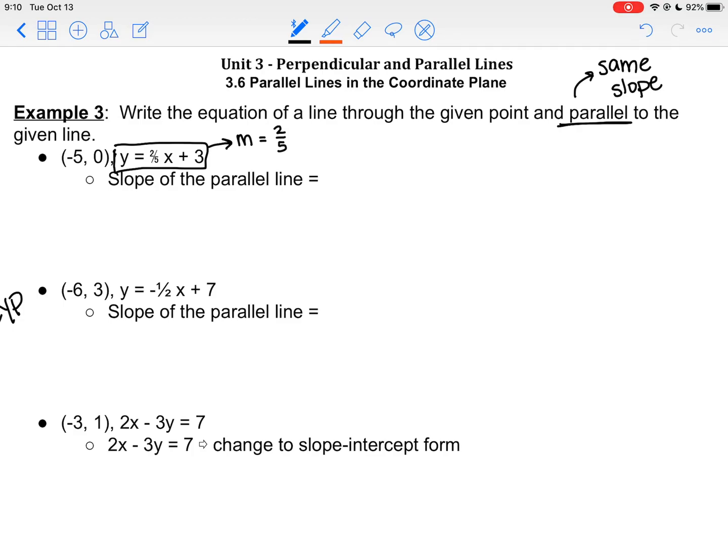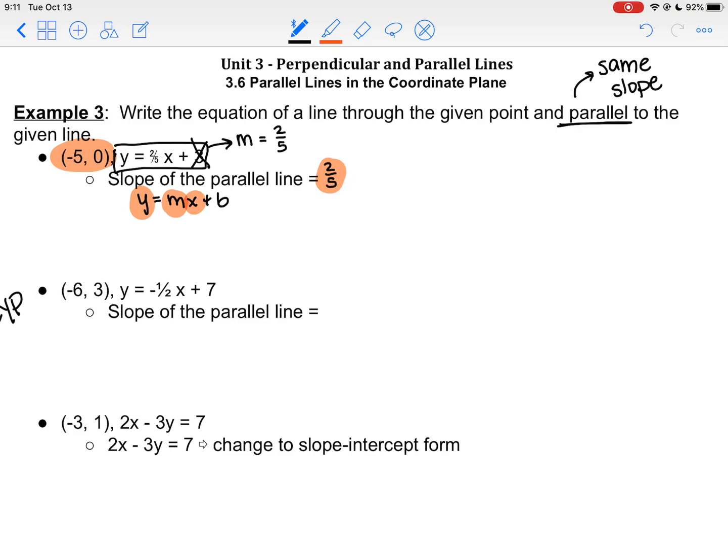Once I have the slope of the parallel line, I'm going to use that as m. And then I'm also going to use this point that was given. These are the two things that I'm going to plug in. For slope-intercept form, y = mx + b, I'm not using this same b value because then I would just have the same line that I started with. That wasn't the question. It wanted a parallel line that goes through this other point. So I'm going to plug in a y value, an x value, and the slope and find a new y-intercept.